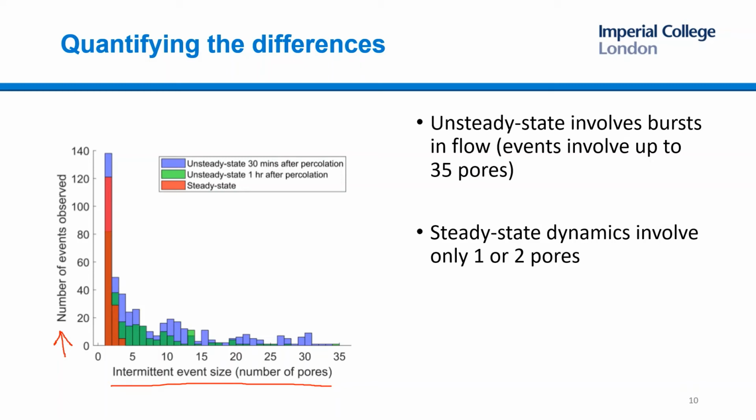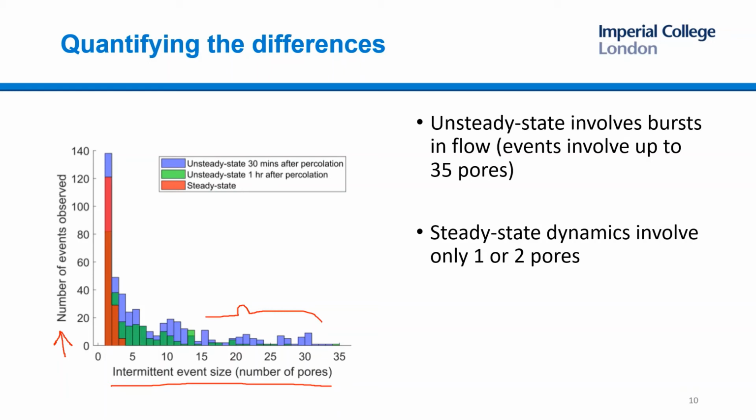And we have this for 3 cases. First, in blue, is unsteady state 30 minutes after percolation. In green is steady state 1 hour after percolation. And red is steady state. And what you can see is that the unsteady state dynamics involve those large bursts, which I described as Haines jumps, up to 35 pores in size.